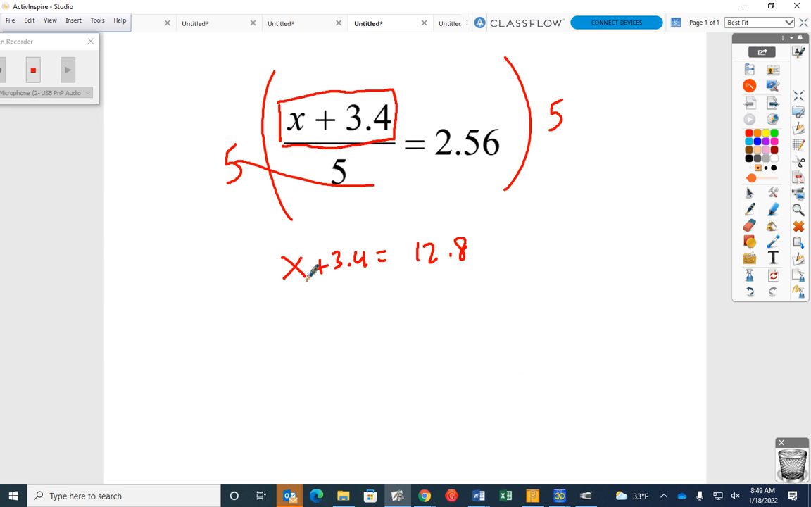What is keeping x? I have an x and a positive 3.4. How do I get rid of that 3.4? Subtract 3.4. These cancel. What does x equal? 9.4. Okay, how many of you got it right? If you missed it, do you see where you went wrong? Okay, you might want to copy that one down in your notes.